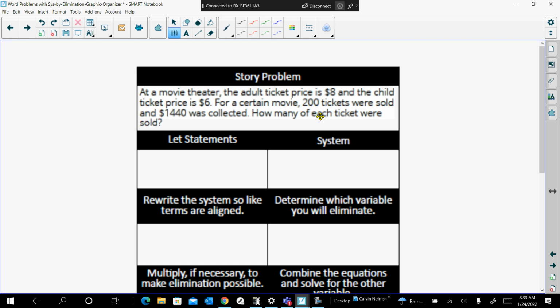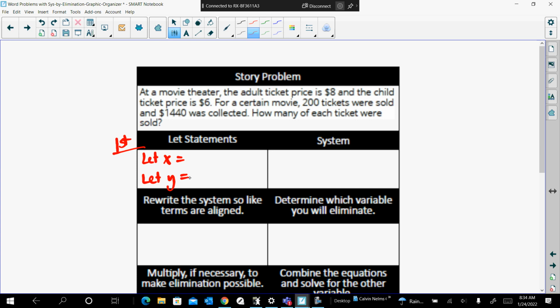All right, so this is our first step. We're gonna let x equal and let y equal. So defining the variables is based on this problem.